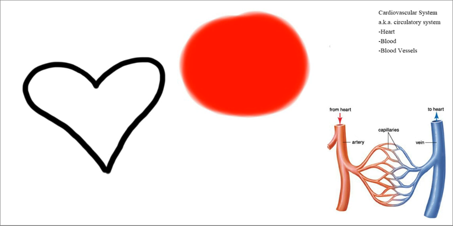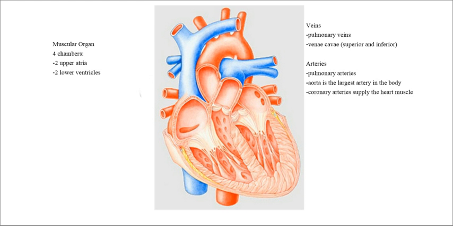to talk about the cardiovascular system, aka the circulatory system, which includes the heart, blood, and blood vessels, which includes arteries, capillaries, and veins. The heart is a muscular organ. Its muscle type is cardiac muscle. It has 4 chambers, 2 upper atria, they look like pockets here, and 2 lower ventricles, look like these.